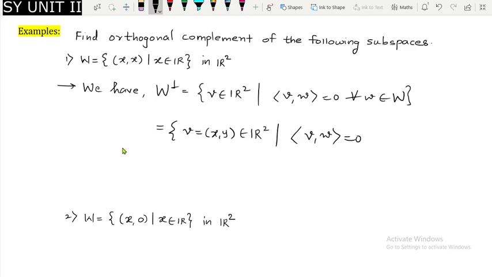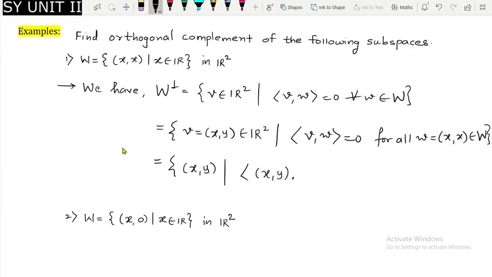Let me say that this w is nothing but, for all w, the notation I will use is whatever is given in the question. It is given as x comma x, right? So for all w equal to x comma x belonging to W. Now I will simply write down the set of all x y such that I put the value of v, that is x y, and the value of w, that is x comma x, and the inner product is equal to 0.